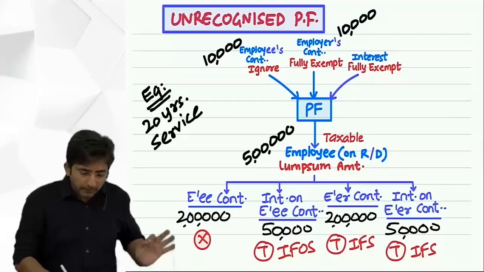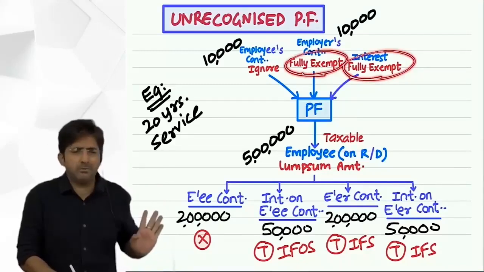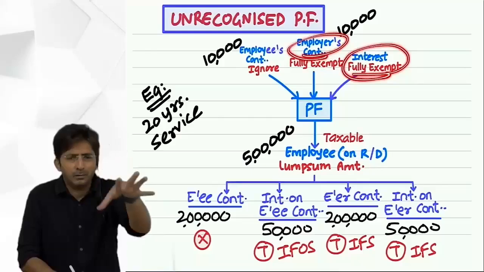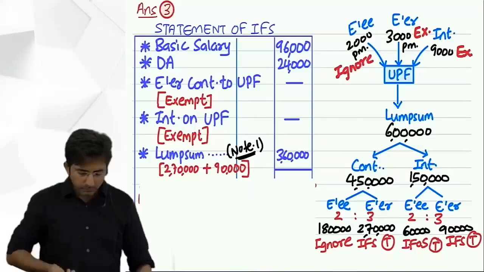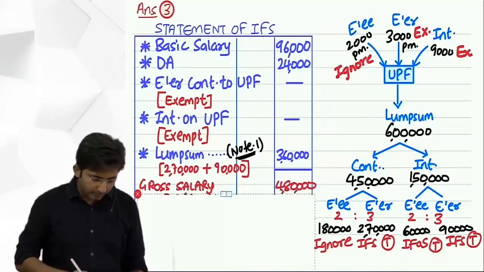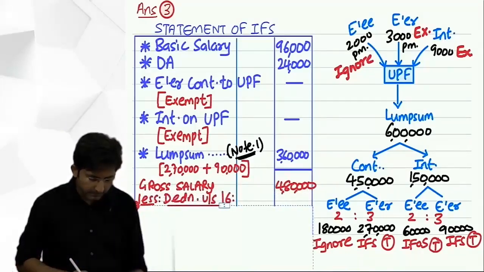The proper term is to say not taxed now. It will not be taxed now, because right now it is being credited in your account. But when you receive lump sum, at that time it will be taxable. So done. So total of that is gross salary 4,80,000 less deduction under section 16.